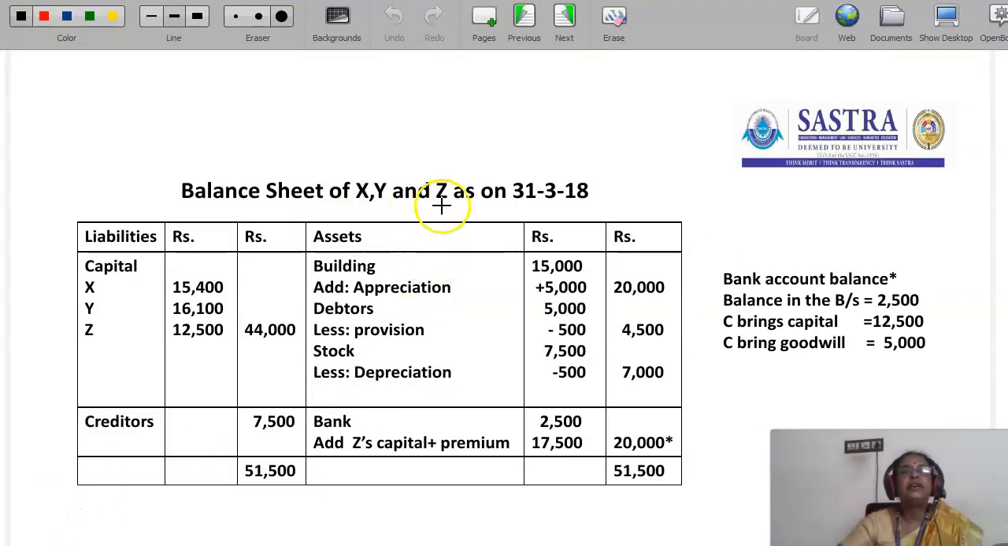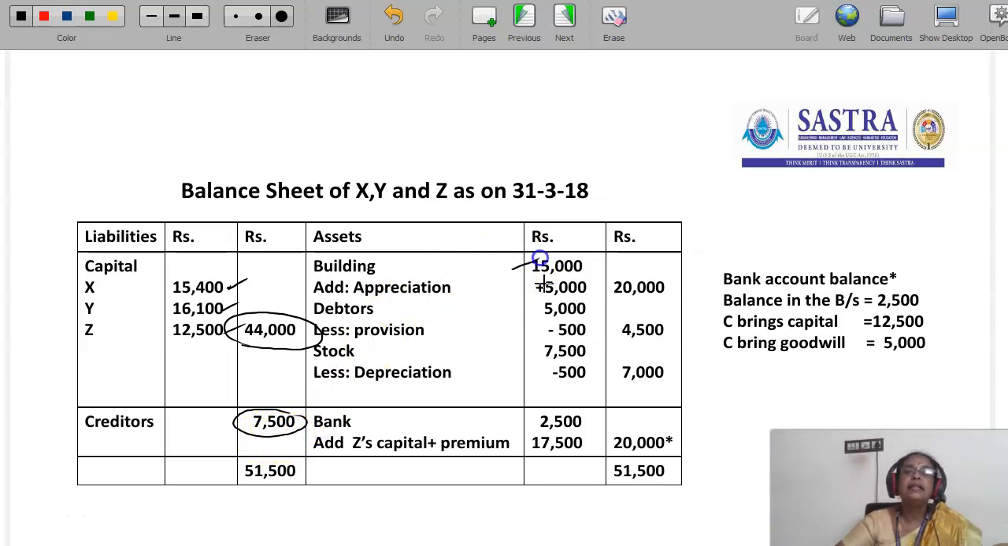Then balance sheet of X and Y and Z as on 31st/3/18. Capital. X capital comes under the liability side. X capital is 15,400, Y's capital is 16,100, Z capital is 12,500. The total capital of the firm is 44,000. Creditors, there is no adjustment and so we can write 7,500.